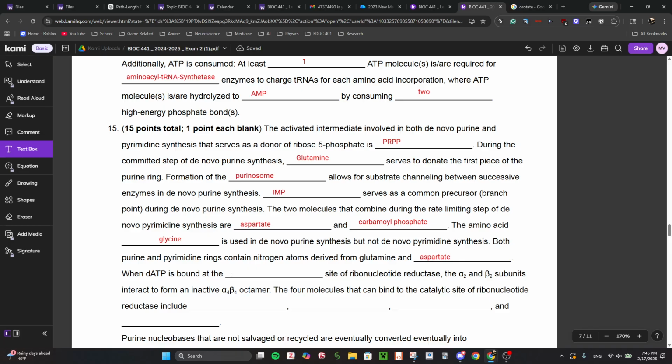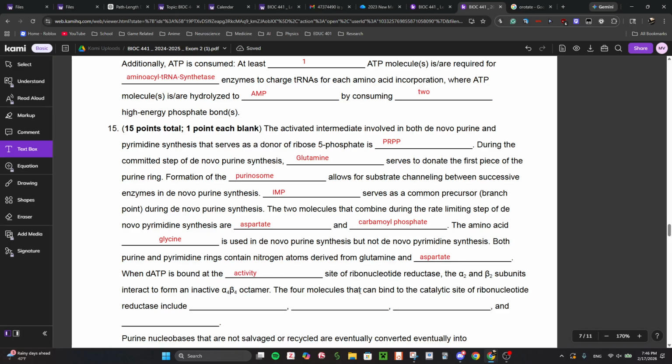And then when dATP is bound, okay, so this is important. It has to be bound to the activity site if it's going to be the inactive octamer, right? Because if it bound to the specificity site, what is it going to make? UDP and CDP. Sorry, if it binds to the specificity site. Already mixing them up.